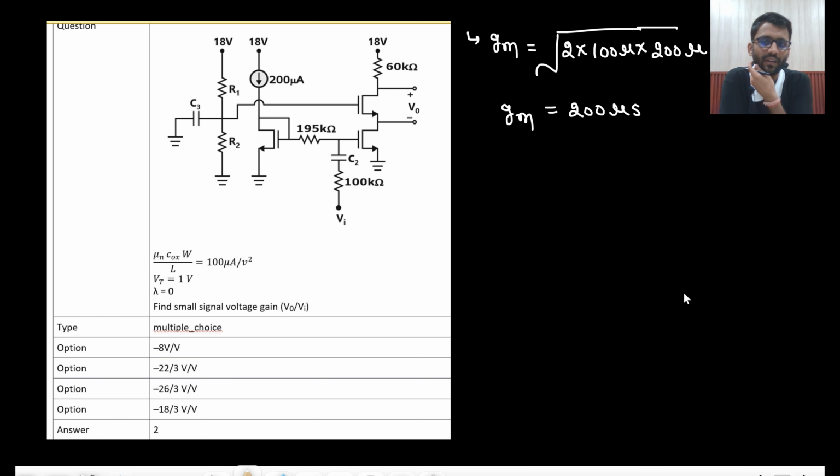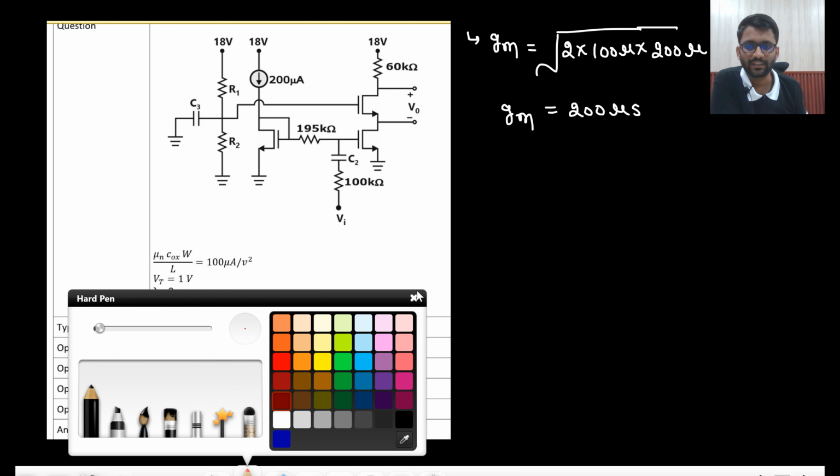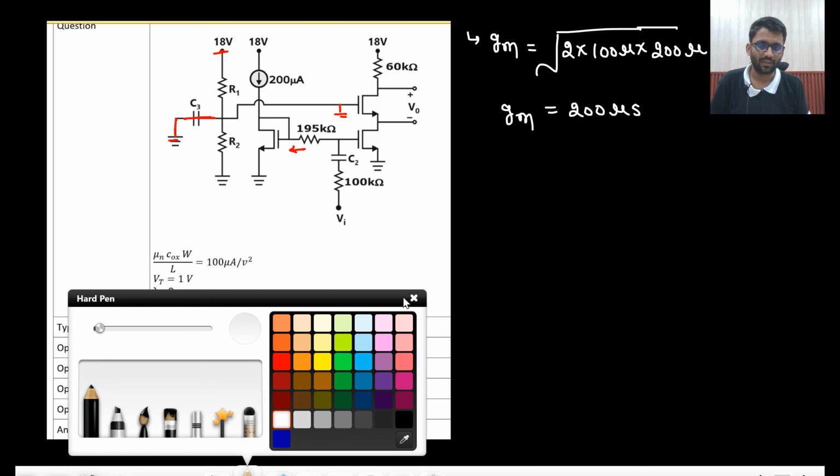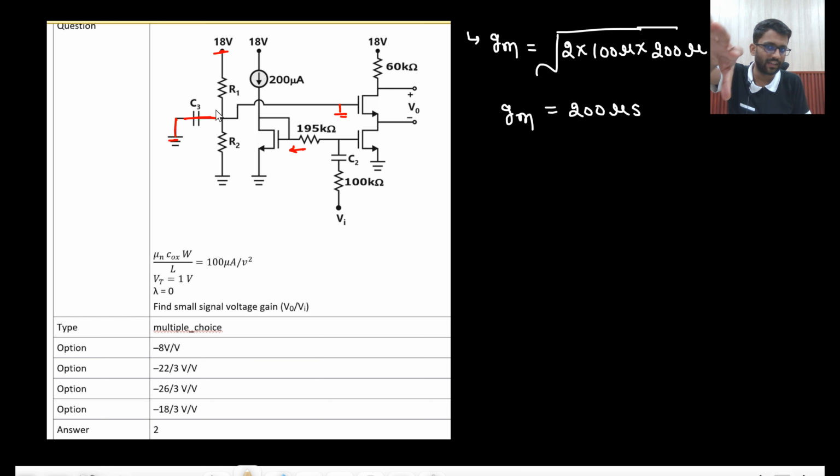What we need to find is the small signal voltage gain. Have a look at the V naught value. This is the most important part. Now we will make the AC circuit. If we make the AC circuit, this will be shorted, and this node will be grounded. This node will also be grounded, because 0 will travel from here. So basically this node will be shorted only. This current source will be gone, and lambda is 0. So what will this be replaced with? 1 by gm only, right? I hope you know this much of basics.